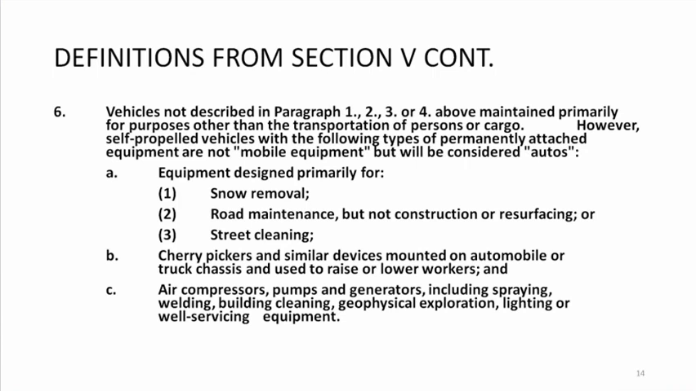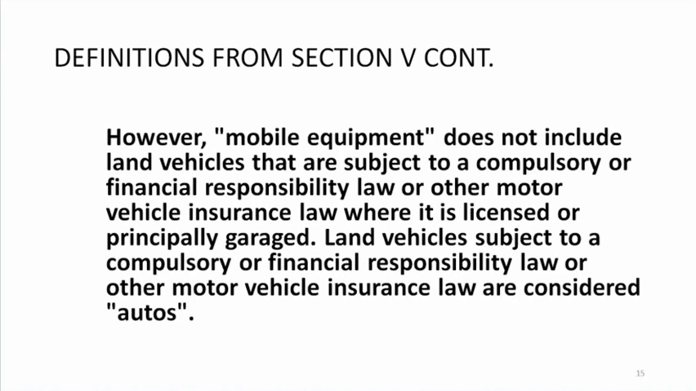So we have to worry about farm equipment, cranes, drill rigs, and the items listed here if your insured owns those items and is using them in conjunction with the other commercial autos they use. Because here they are mobile equipment, however by definition under 6 they're considered auto, and by the definition of auto, and also the definition that you find in the mobile equipment, it says, however, mobile equipment does not include land vehicles that are subject to compulsory or financial responsibility laws or other motor vehicle insurance laws where it is licensed or principally garaged. Land vehicles subject to compulsory or financial responsibility laws or other motor vehicle insurance laws are considered autos. That's where the balance is.